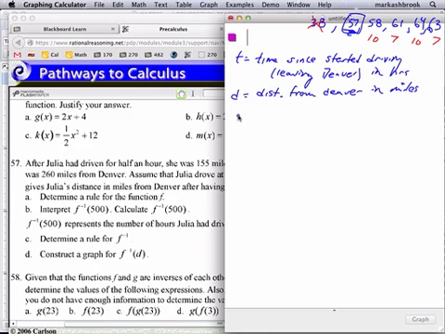So they give us a couple ordered pairs here. They give us 1/2 hour, 155, and 2 hours, 260. And they say that she's traveling at a constant rate. So because of what's going on here, we have to assume that the constant rate is really starting at 1/2 hour. So it's starting at 1/2 hour, and 155 miles from Denver is when she puts the cruise control on.